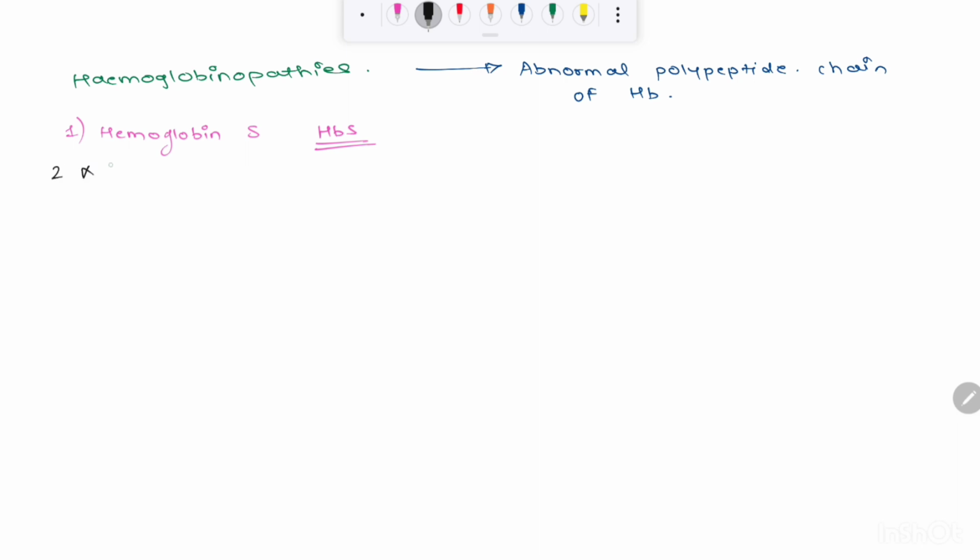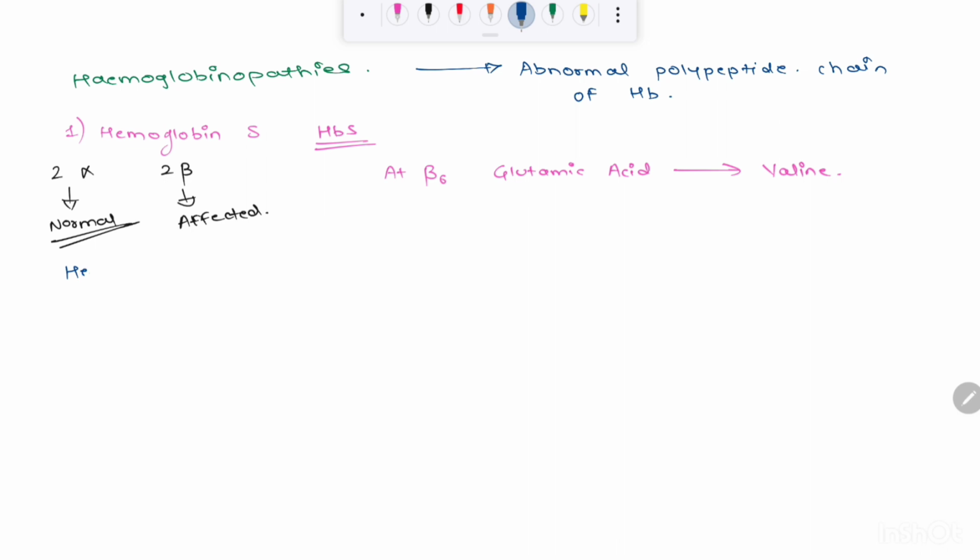So we have two alpha chains and two beta chains. Alpha chains are normal here and the affected chain is your beta chain. So what is the change here? What is the mutation? At the sixth position of the beta chain, glutamic acid is replaced, or substituted, by valine. So due to this mutation, we will have HbS type of hemoglobin. So we have heterozygous HbS and homozygous HbS.